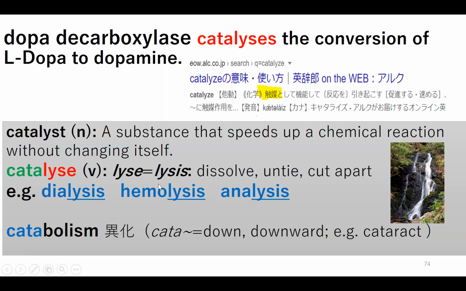Dialysis, hemolysis. If you get bitten by a snake, some snake toxins, venom, cause the red blood cells to break down. This is called hemolysis. Analysis: you're pulling information apart. And what does kata mean? I talk about this meaning down, like cataract or catabolism, a kind of metabolism where you're breaking things down. Anabolic means to build up, like anabolic steroids. So catabolic is to break down. Metabolism is both breaking down and building up.